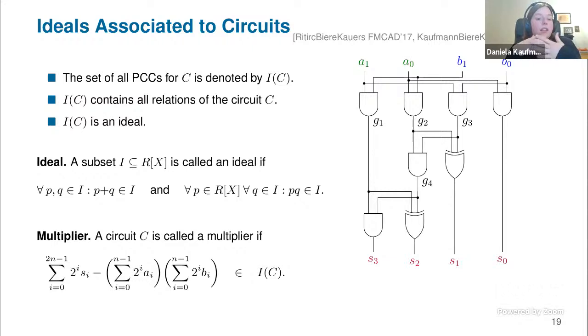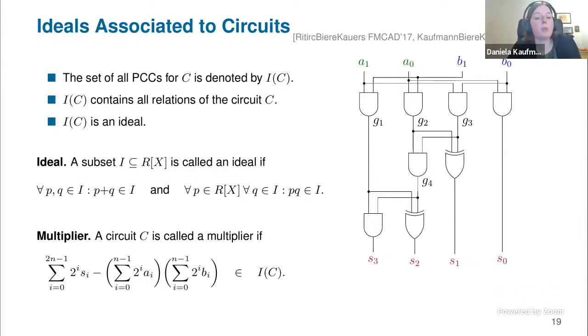An ideal is a set of polynomials that is closed under addition. So whenever we take two elements from an ideal, their sum is also contained in the ideal. And it's closed under multiplication by any polynomial from the polynomial ring. So when we take a polynomial from the ideal, we can multiply it by any other polynomial from the ring, then the product also is contained in the ideal. So that's the definition of an ideal.